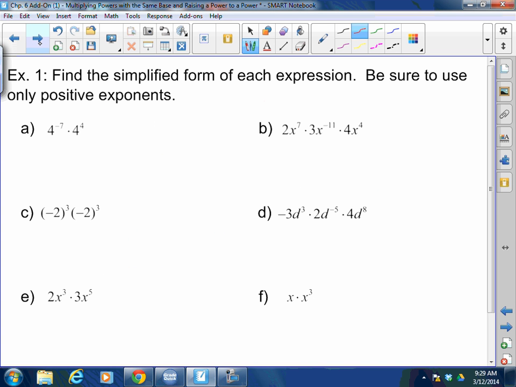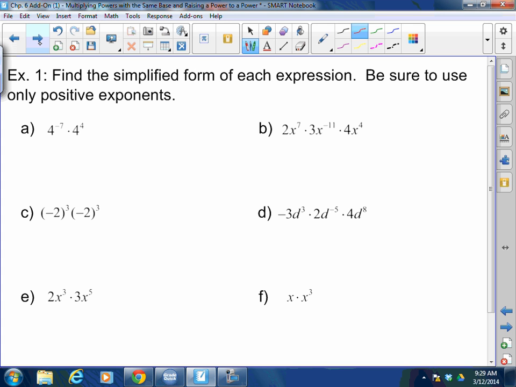Okay. So, let's practice. Find the simplified form of each expression. Be sure to use only positive exponents. We've already talked about these things. We want positive exponents only.